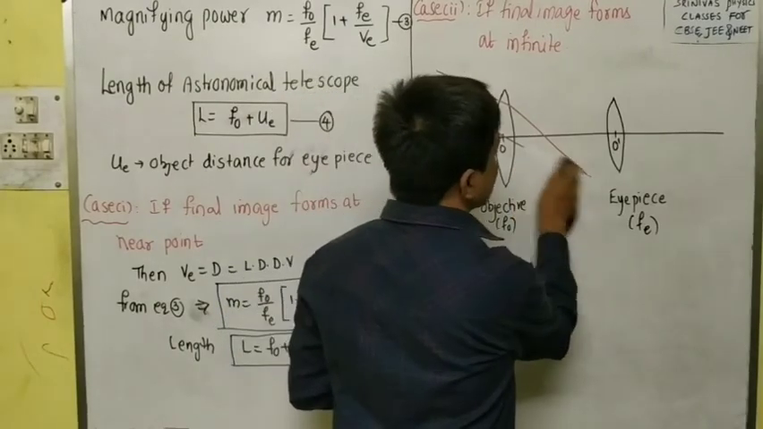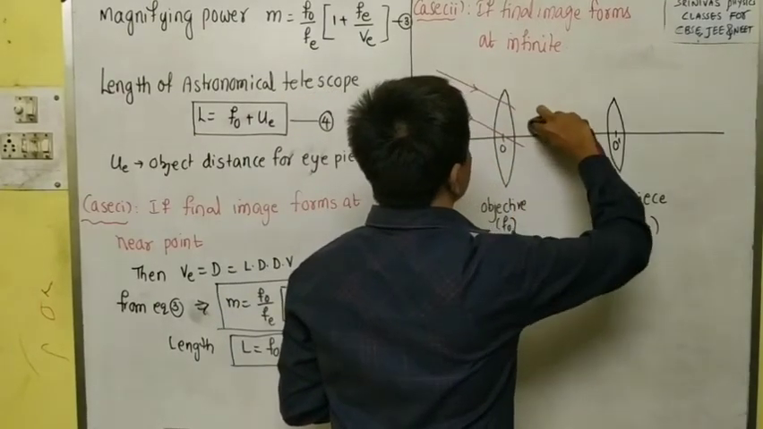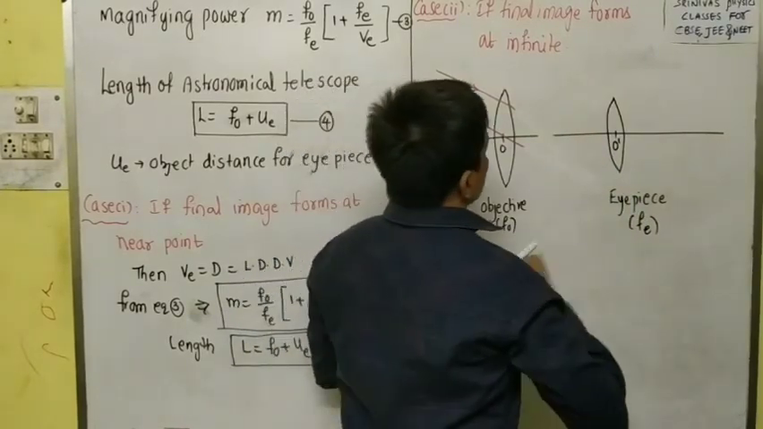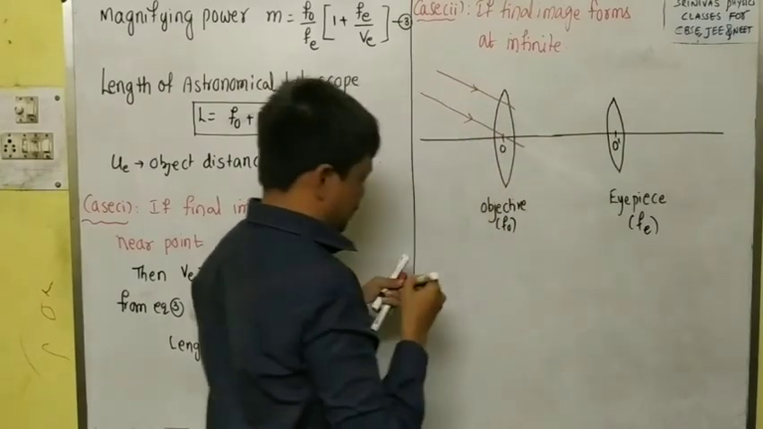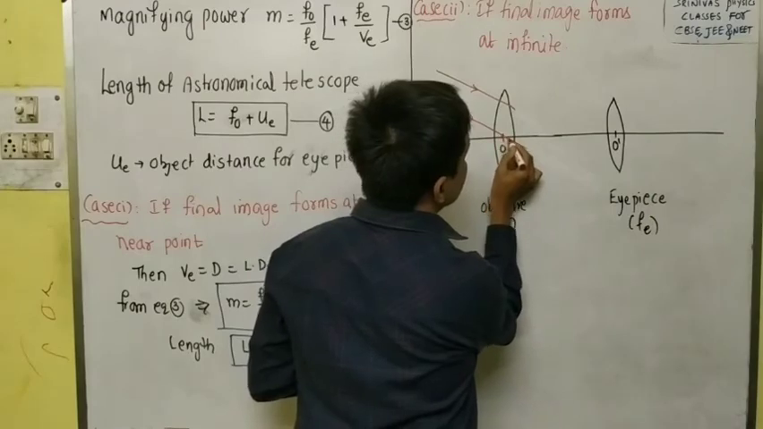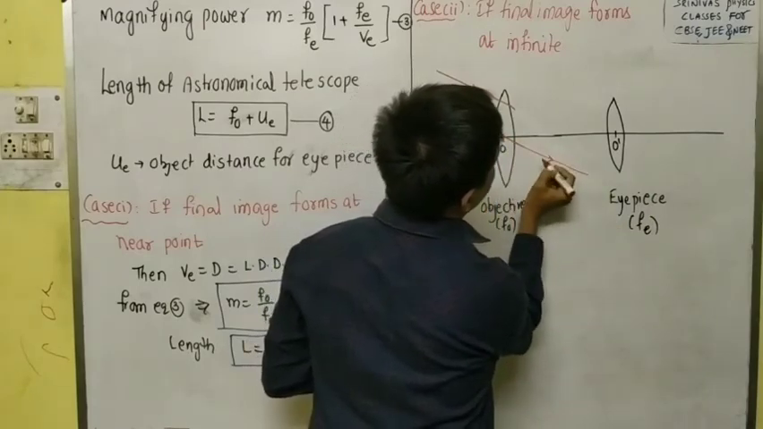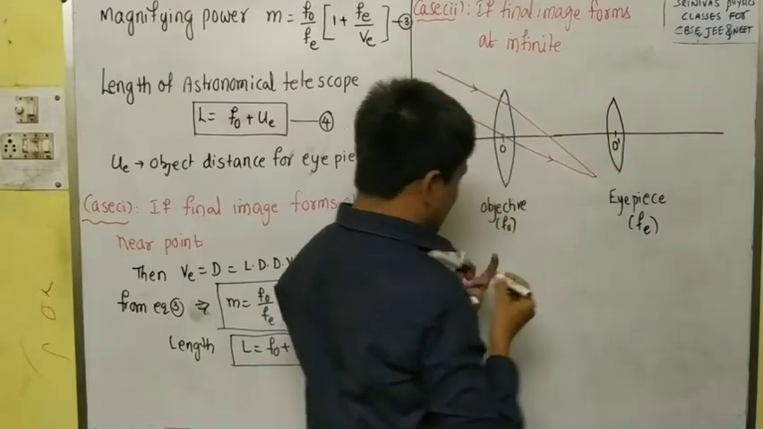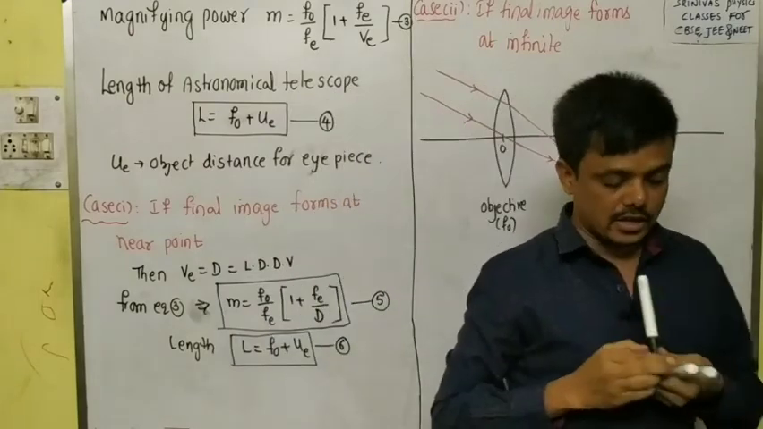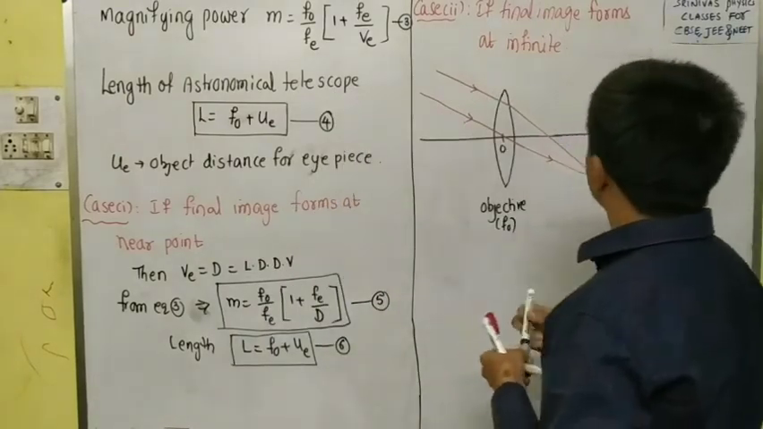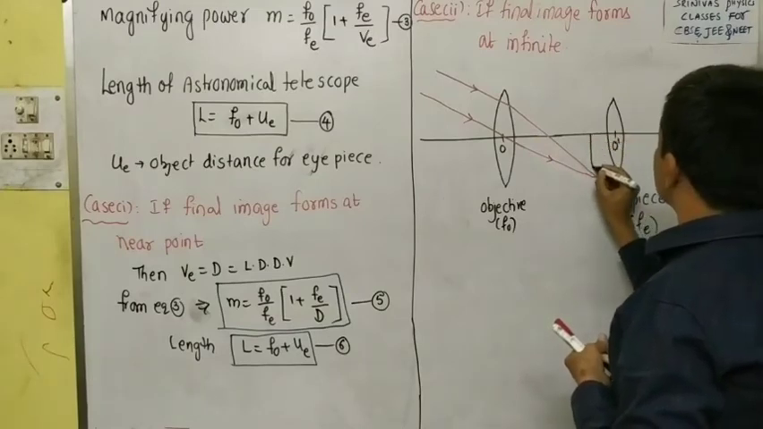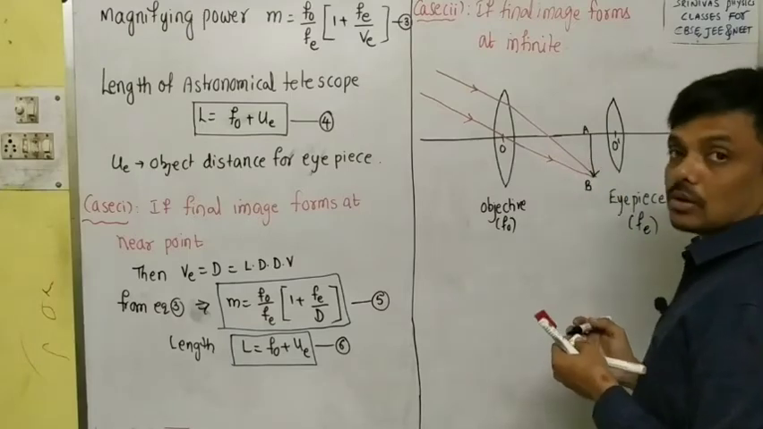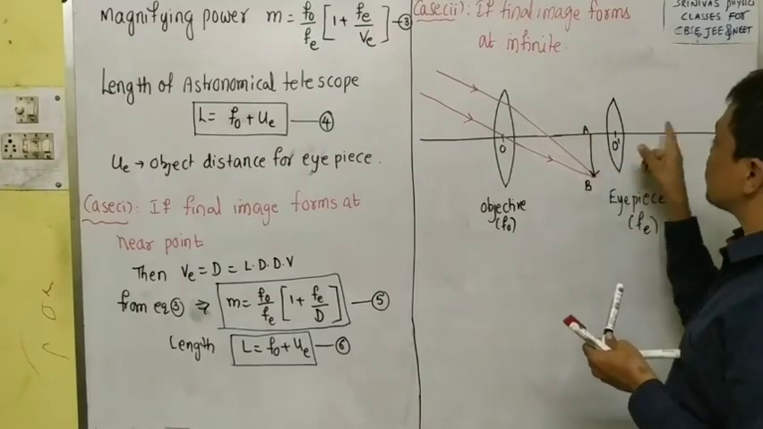It should be straight, not like this. Now this light ray will go straight like this, no bending, and this will bend and meet the second light ray here, and here the image will be formed. This is the image formed by the objective lens, and now this image will act as object for the second lens.